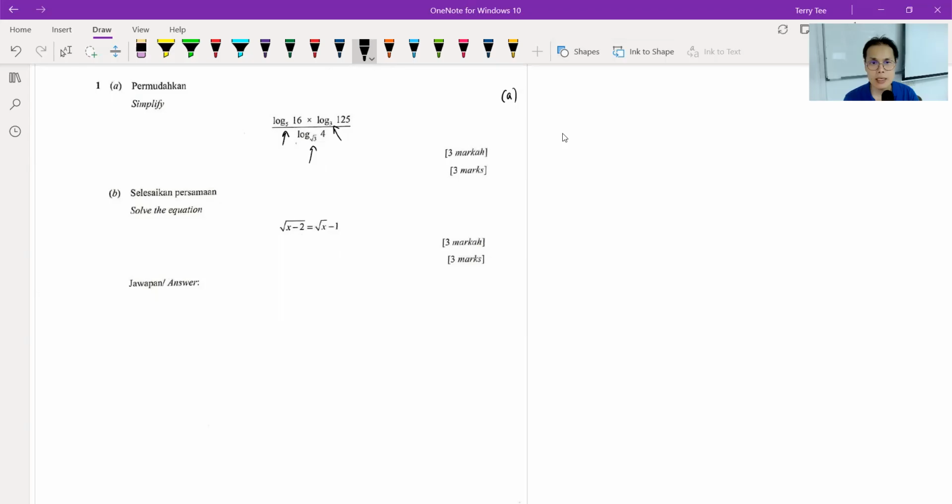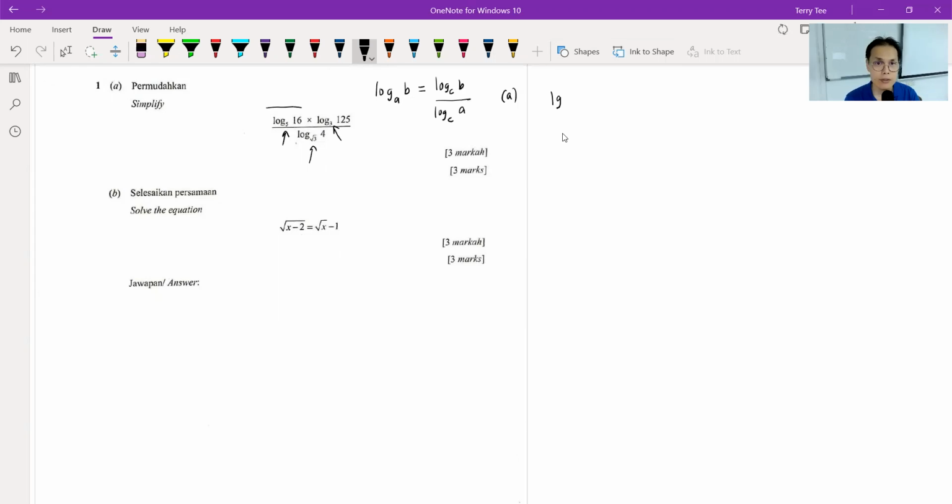Because when you use base 10, we just have to write LG. LG is a short form for log base 10. And then remember, let me just run through with you the formula for changing base. If you have log base A, B, we can introduce a new base, let's say base C. The original number B stays on top, the original base A stays down.